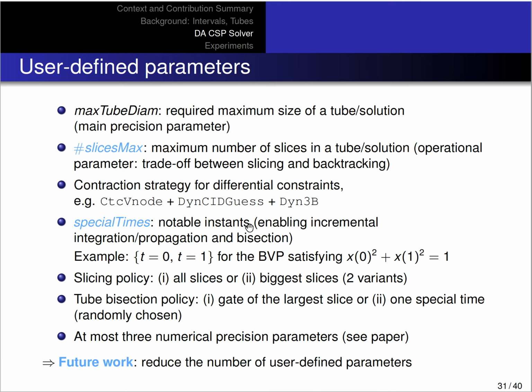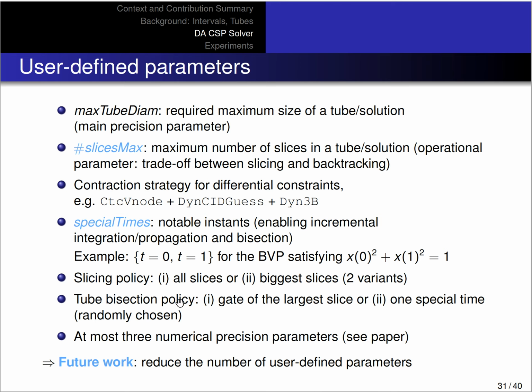The user can also provide a set of so-called special times for a better tubes bisection and a better, more incremental contraction. For example, for the BVP with this constraint here, the special times are t equals 0 and t equals 1. A parameter is the specific slicing policy. We can split all slices or split the largest one.